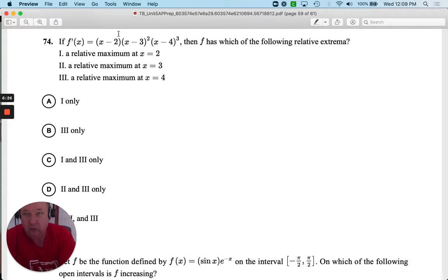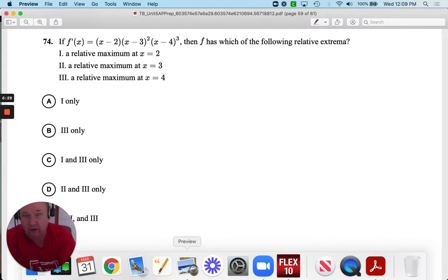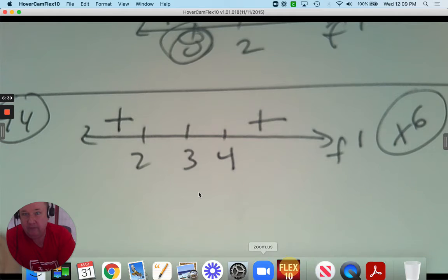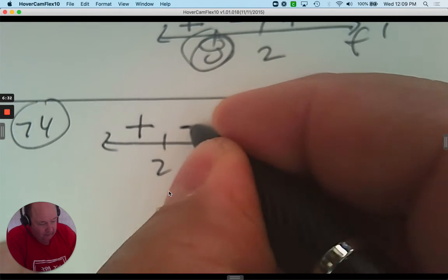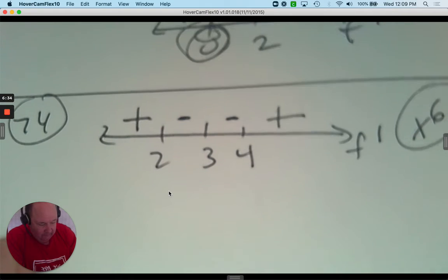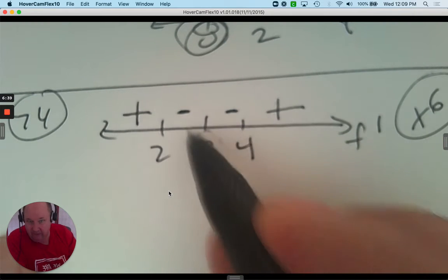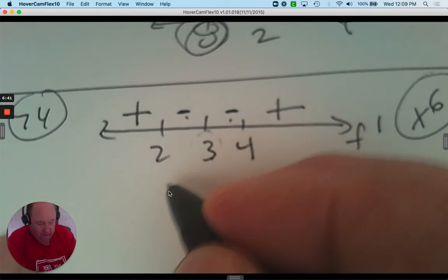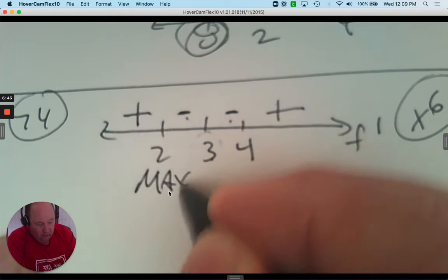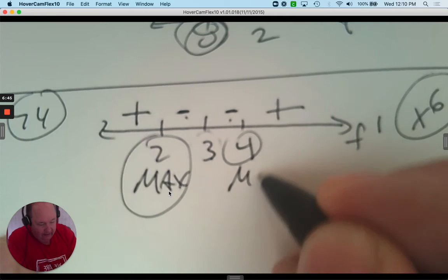So at 2, it's odd. And at 4, it's odd, because it has an odd exponent. So wherever it's odd, it's going to change signs. 3 has an even multiplicity, so the sign stays the same. So at 2, we have a maximum, and at 4, we have a minimum.